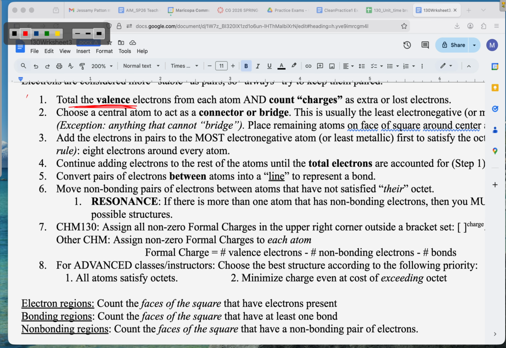So you'll total all your valence electrons. You do have to account for charges. I'll try and pick some examples that don't have charges first. You choose a central atom. That central atom needs to be the least electronegative.